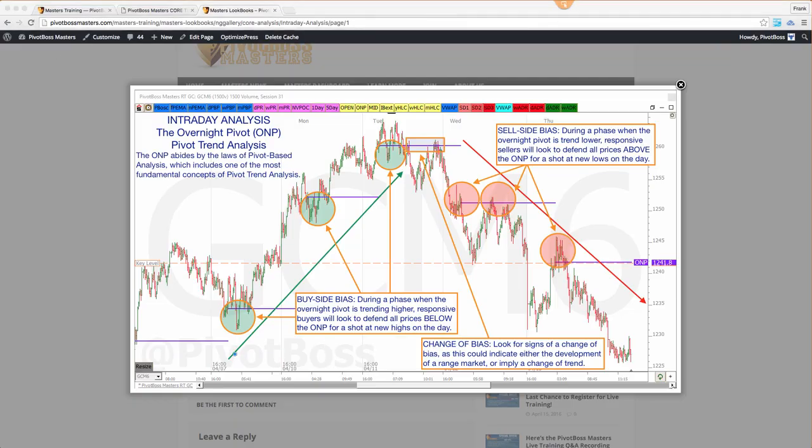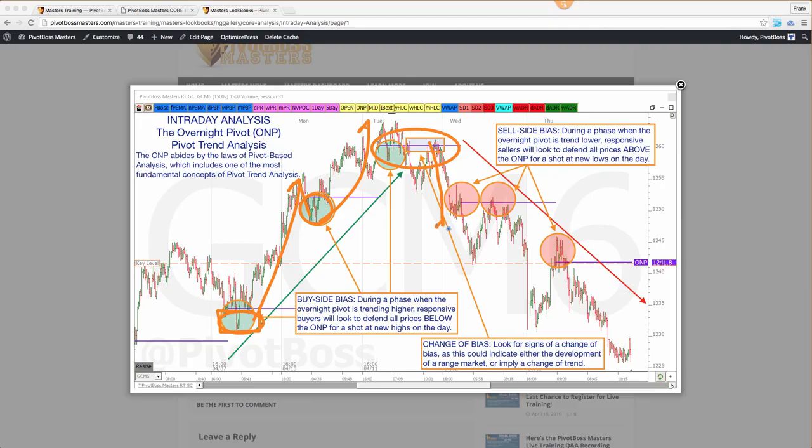And so when you're looking at this one, you see an uptrending market here where you have a pivot that's higher day over day over day. And when the overnight pivot is higher in a trending market, watch it, because prices below that level are likely to be defended in an uptrending market, right? A buy-side bias tells you that bulls are looking to defend prices at and below the overnight pivot and then squeezing. The next day, bulls are looking to trap anyone getting in short below the overnight pivot, and they're looking to squeeze. And they're going to continue that process until a change of bias occurs.